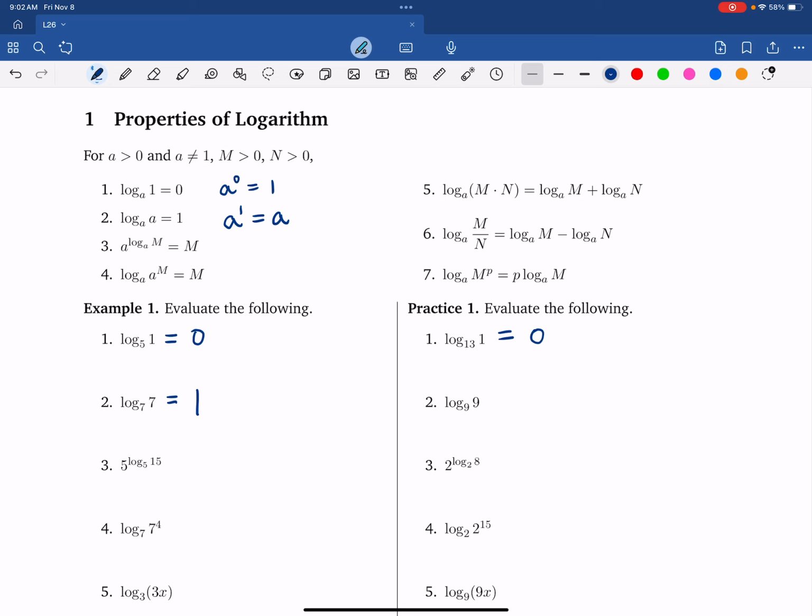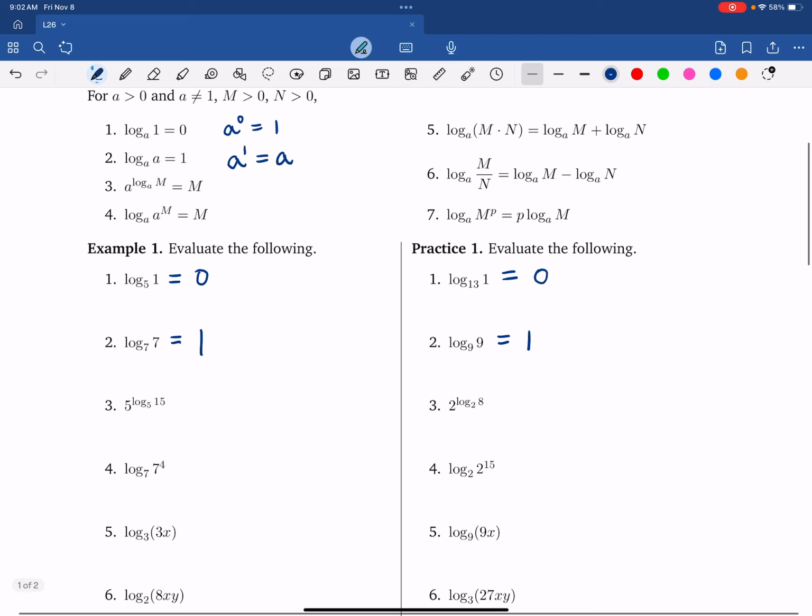Let's finish practice 1 as well. So this is log base 9 of 9. According to the second property, it's also 1. Number 3, 5 to the log base 5 of 15.